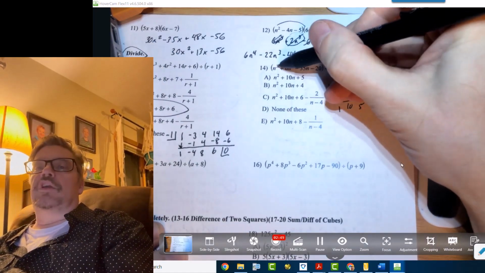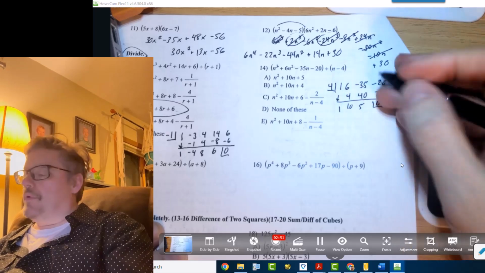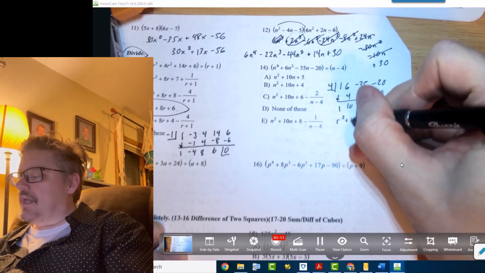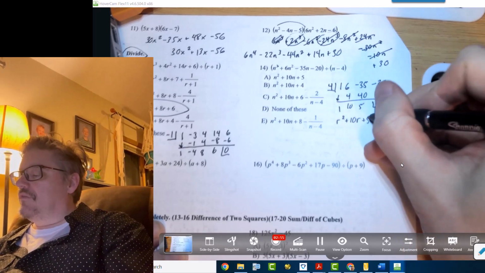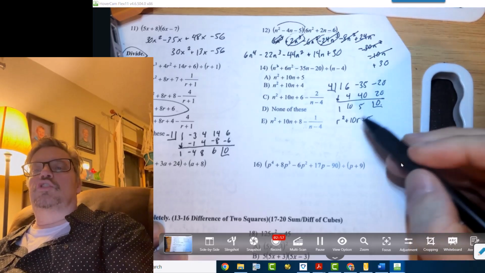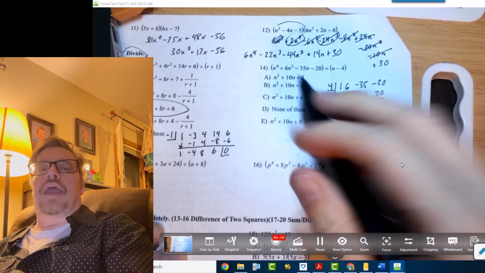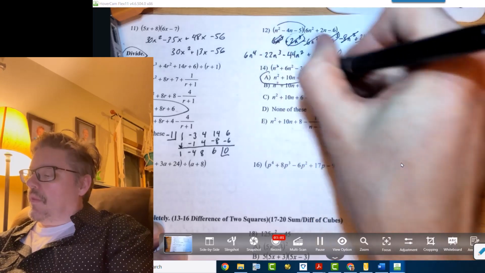So if we started off with a cubic, it means this guy is going to drop a degree. So that's r squared plus 10r plus 5. No remainder. So where's our guy? Right there, A.